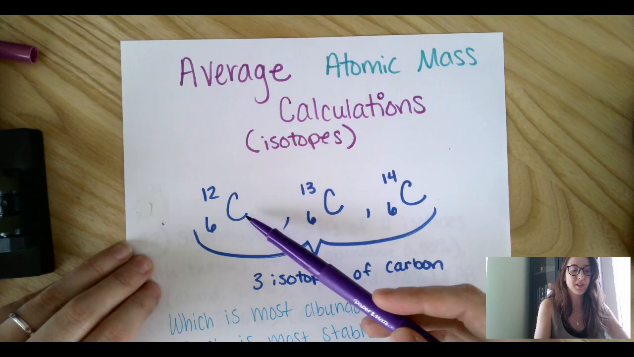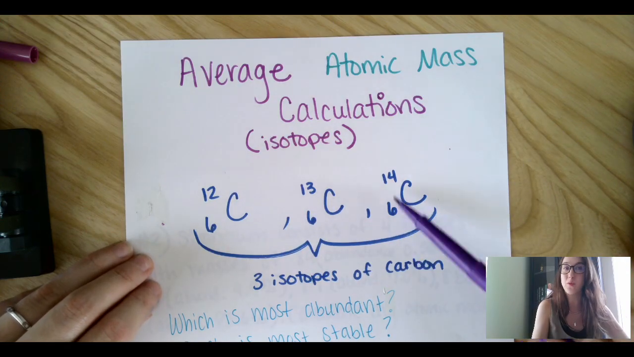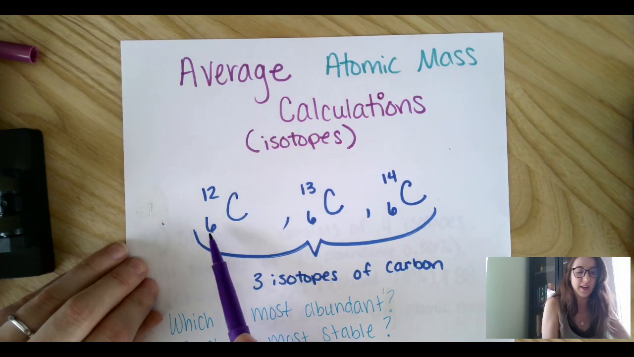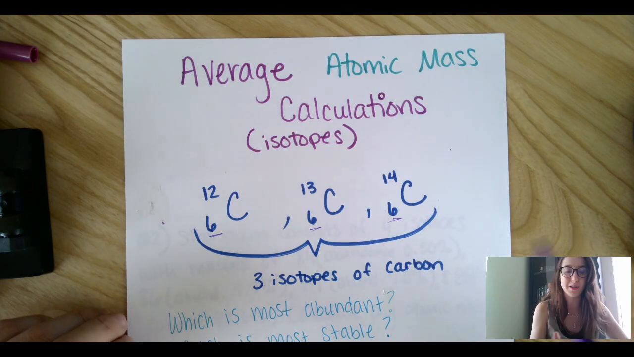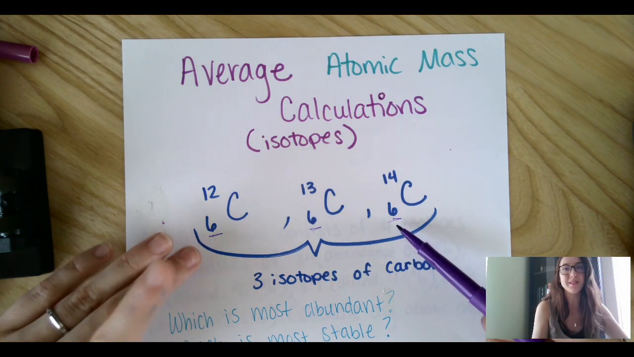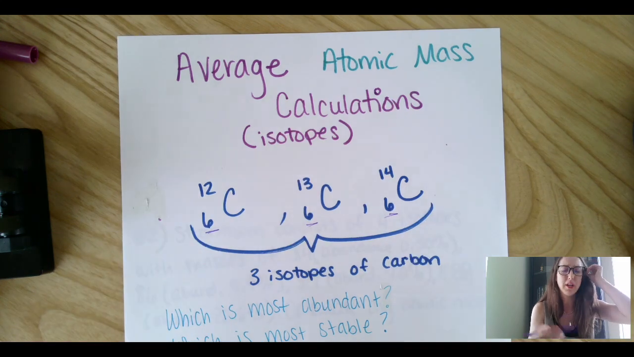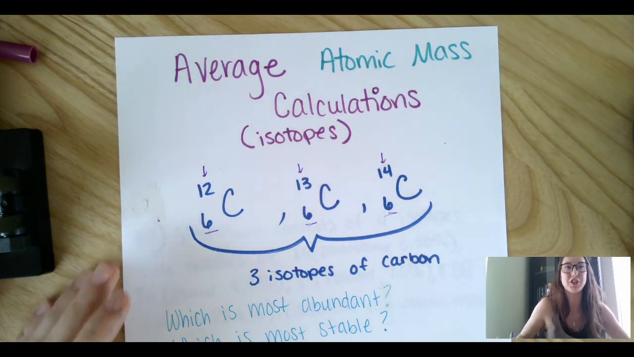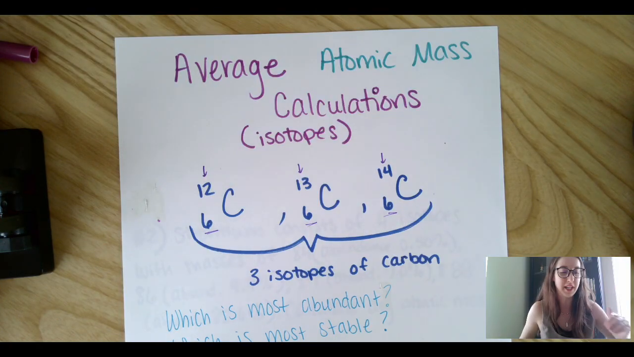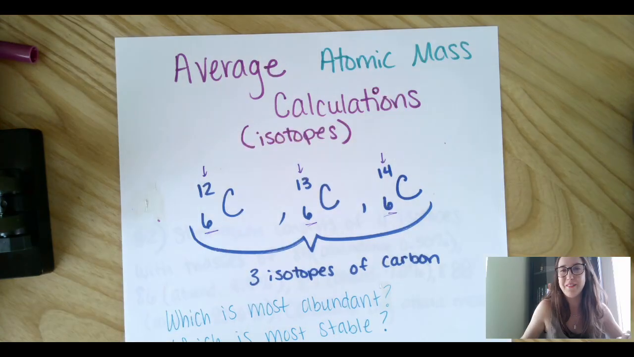I've got 12,6 carbon, 13,6 carbon, and 14,6 carbon. Notice that they all have sixes at the bottom. That is an atomic number, which is the number of protons of carbon. If we have 6 protons, then it has to be carbon, so that checks out. But what's changing between these three isotopes? You can see the top number is changing, right? We're going from 12 to 13 to 14. That's the number of neutrons which is changing, which is the definition of an isotope, okay?